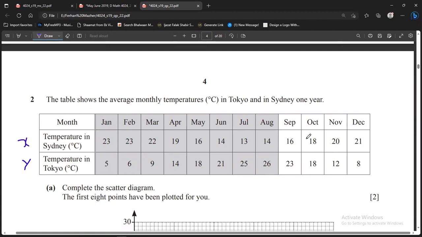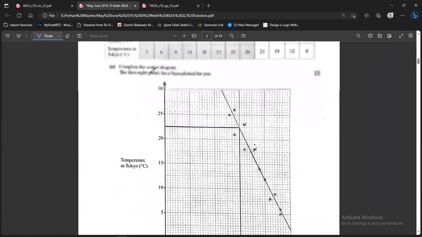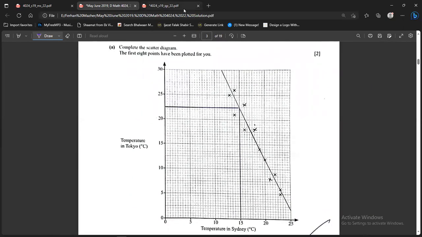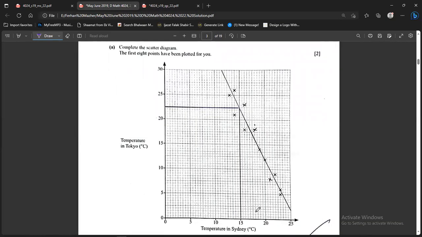So the points are 16, 23; 18, 18; 20, 12; 21, 8. These points you have to plot. Here you can see I have plotted these points. For example, 16, 23 is here. Then 18, 18 will be this point. Then 20, 12 is this point. And 21, 8 will be this point. Okay, so this is how you will plot these points.